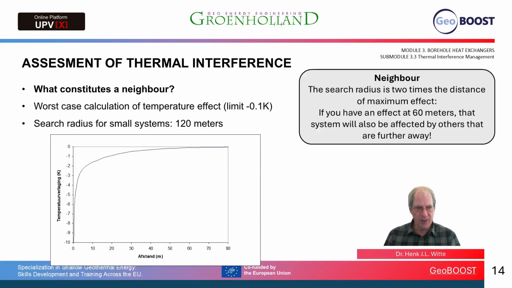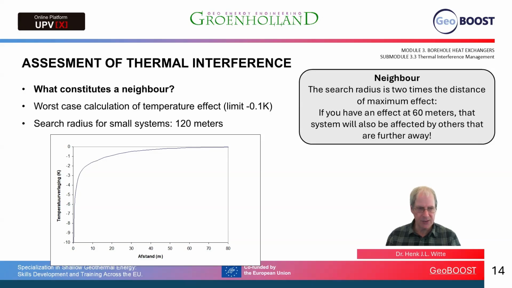Now, the first question that we have is what constitutes a neighbor? What we did is calculate the temperature effect as a function of the distance, which you can see in the graph. And we see that for a worst case scenario, so a system that has a very high heat extraction rate, at a distance of about 60 meters we still have a temperature effect of around 0.1 Kelvin temperature lowering. Now, as a temperature sensor does not have a better accuracy than this, we took this as a conservative limit of distance. So if you can have an effect at 60 meters, you can still have some neighbors further away also affecting that system.